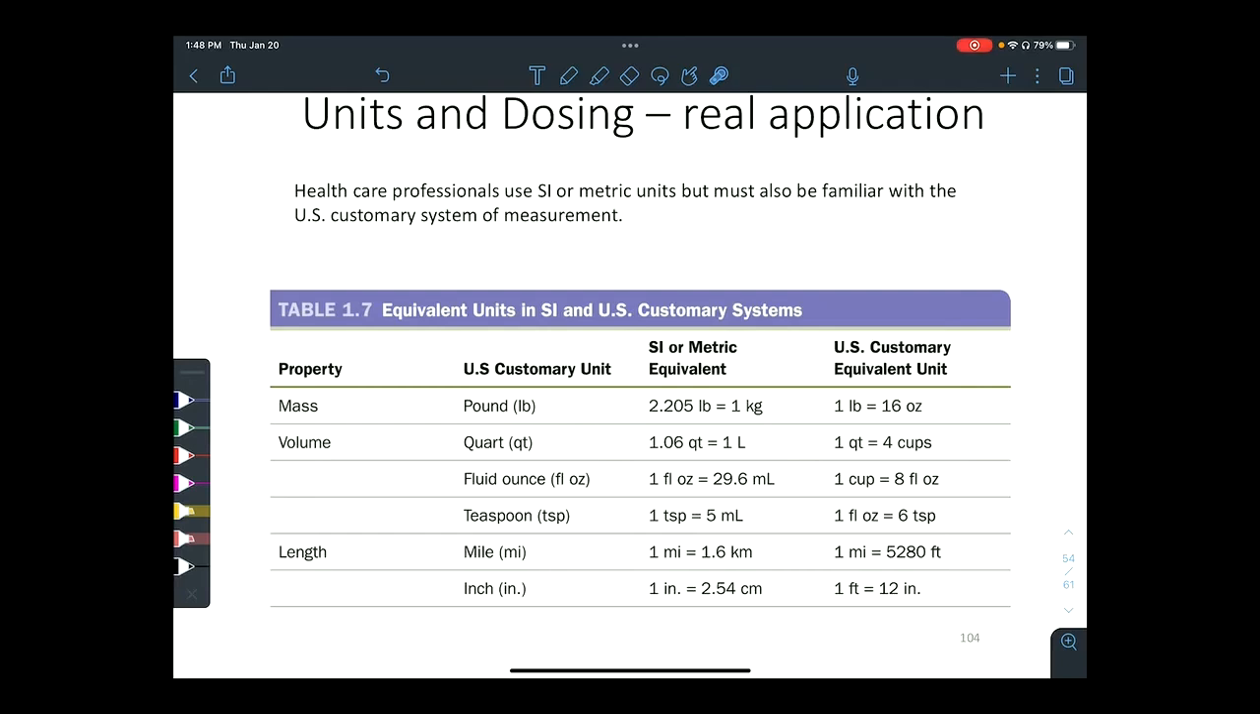Always be aware of what unit you're working with. Here are the customary US units, and then the SI or metric units that you'll oftentimes see. So in health settings, you're really working with a lot of different units: the US customary units, and the units that the doctors and the scientists use, right?